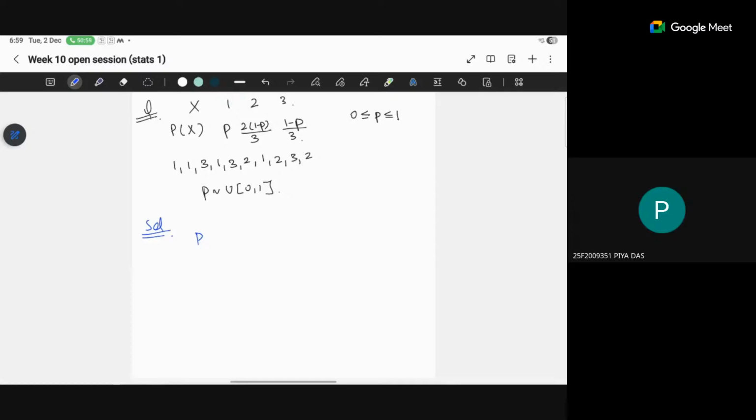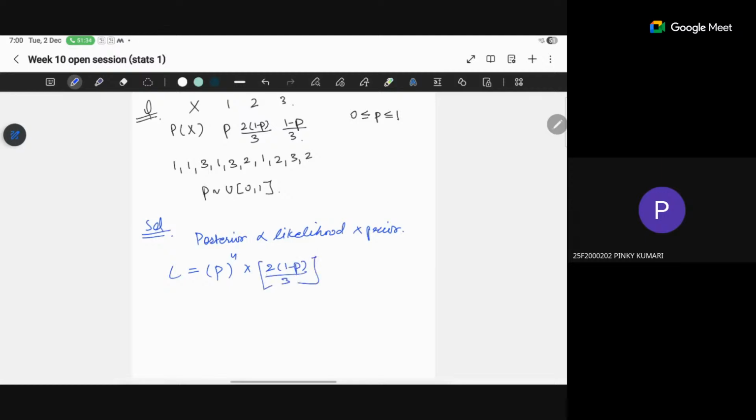Okay. Posterior distribution is directly proportional to likelihood into prior. Okay. Now, first we will calculate the likelihood. How many times is my P 1 repeating in this sample? 4 times. So this will be probability P raised to the power 4. Now similarly, into 2 into 1 minus P divided by 3.